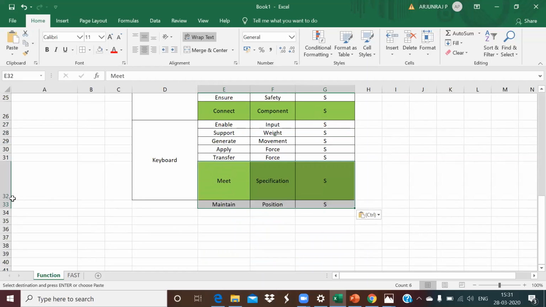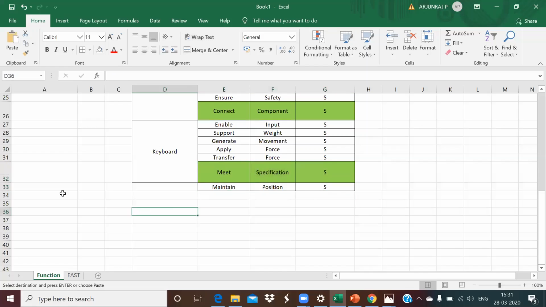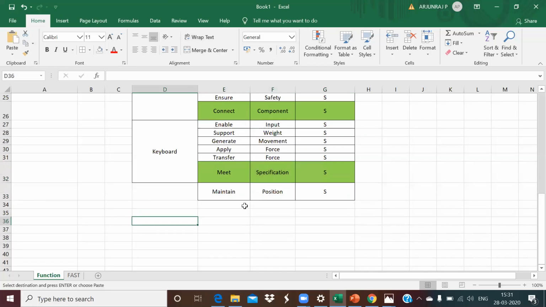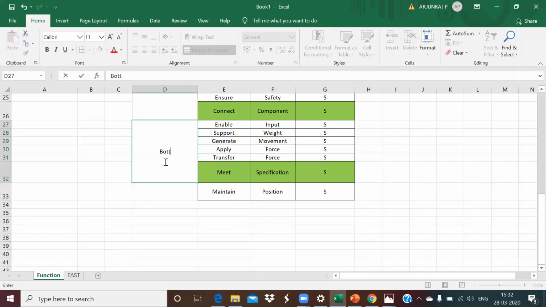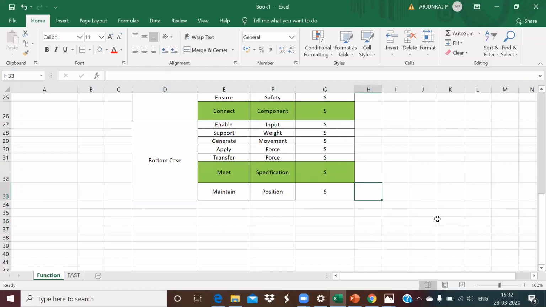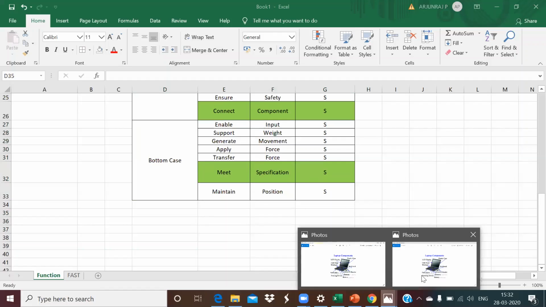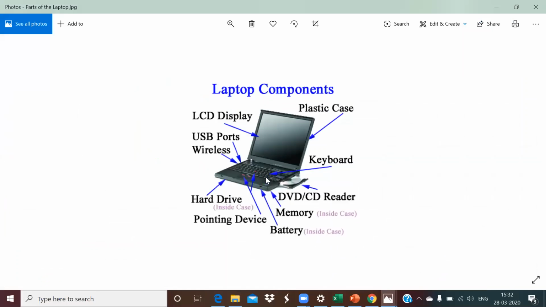And the keyboard, whatever you are mentioning, is it the complete inner portion of the lower case, or are you only talking about the keys? Only the keys. It's also having, otherwise, it also provides the space for sticking the sticker. Maybe we can put this as a bottom case instead of keyboard. Bottom inner case. Bottom inner, only the keyboard is there.